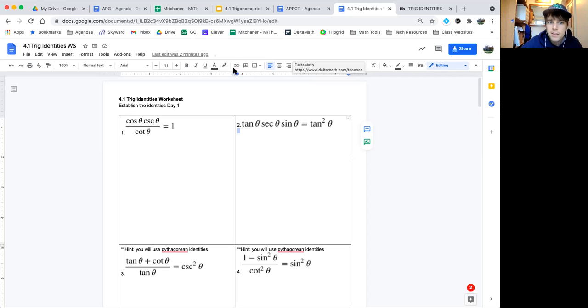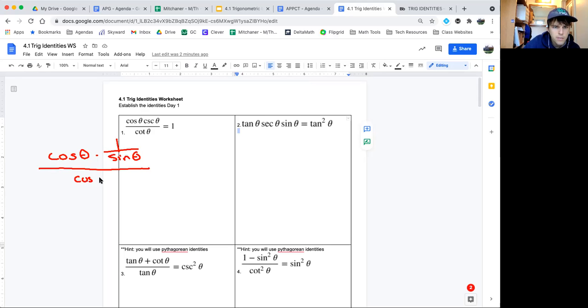But the left side here is more complicated. I'm going to start by writing things out in terms of sine and cosine, using my reciprocal identities and my quotient identities, and then see what can simplify and go from there. I don't know the exact path yet, so I sort of dive into it. So I have cosine times cosecant. That's going to be cosine theta times 1 over sine theta. That's the reciprocal identity for cosecant.